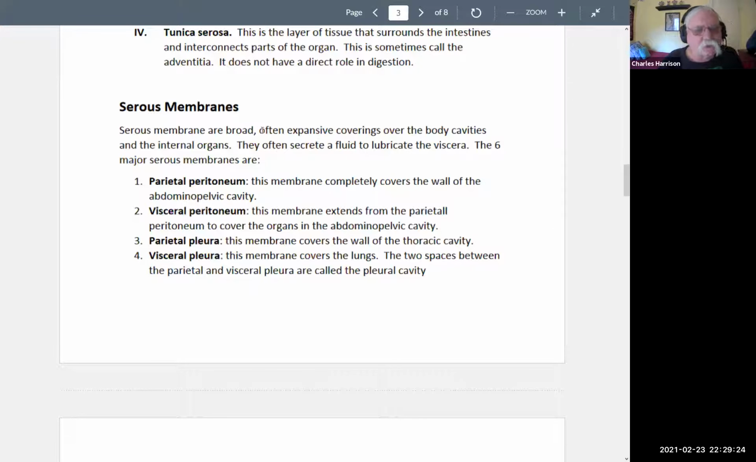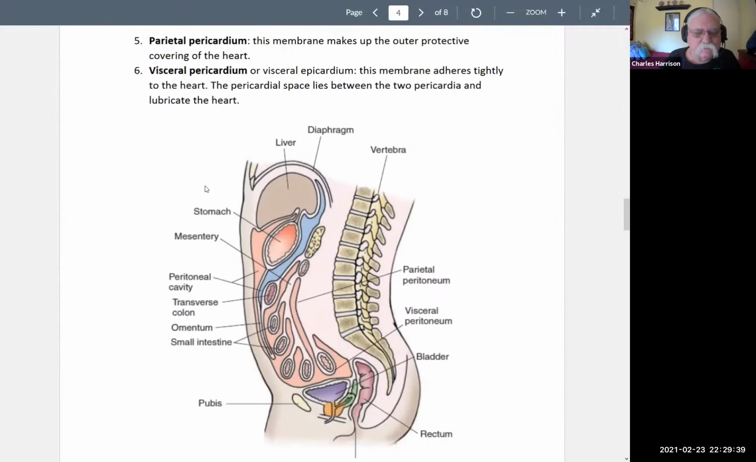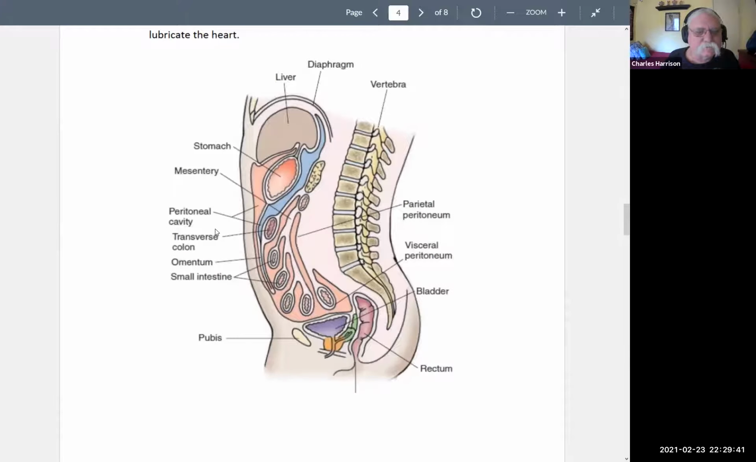Okay, number 1 is the parietal peritoneum. It completely covers the wall of the abdominal pelvic cavity. Everything in the abdominal cavity is covered by the parietal peritoneum. I've rested the arrow on it at this point.